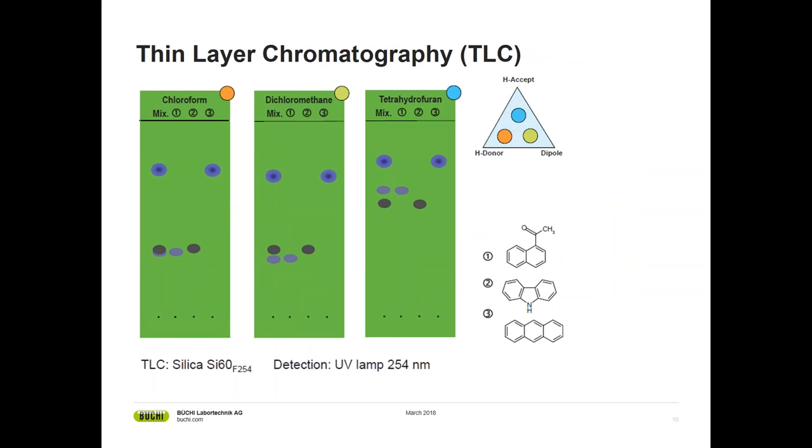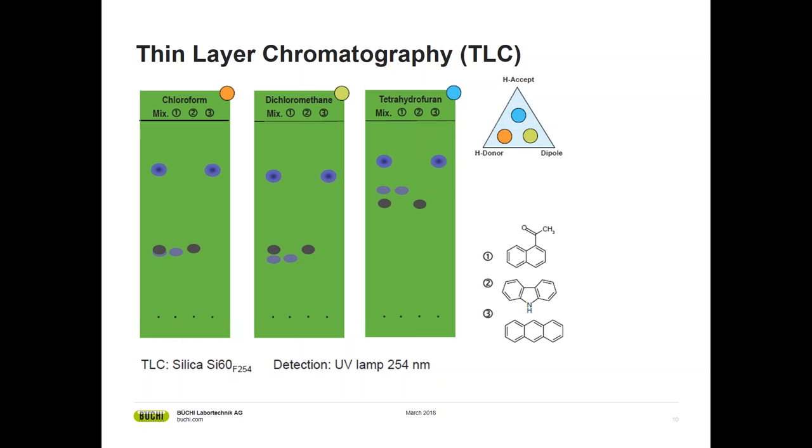Let's see this example. A mixture of 3 compounds, run with chloroform from the group proton donor, DCM from the group dipole, and tetrahydrofuran from the group proton acceptor. And if we look at the 3 different TLC plates, I think we all agree the best results are given on the right side with tetrahydrofuran, because all compounds are well separated from each other. But if you look at the RF value, it might be a bit too high. So it's running a bit too fast.